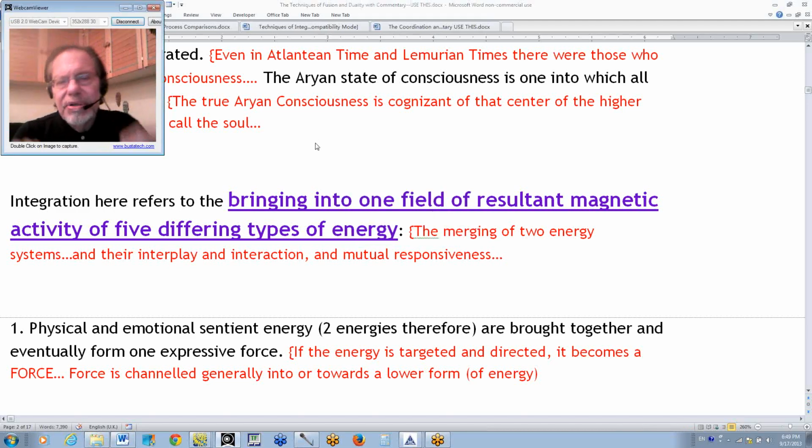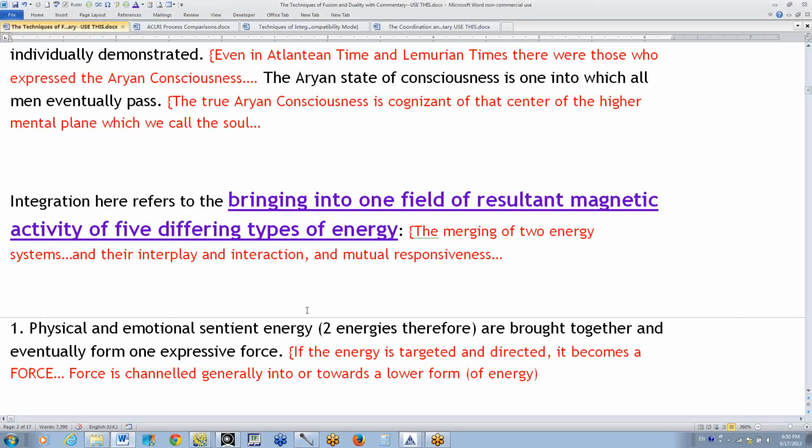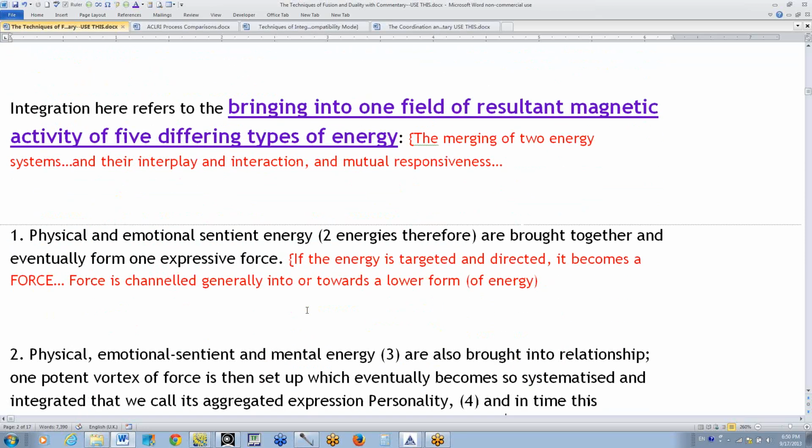There is a sense in which the consciousness on the higher mental plane becomes increasingly attentive to and responsive to that which arises within the personality. It's the Mercurian interplay in the Geminian field of the 2 brothers, the soul and the personality. So there is physical and emotional sentient energy, and they form one expressive force.